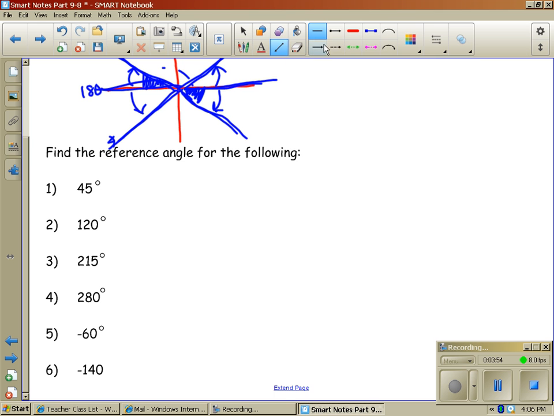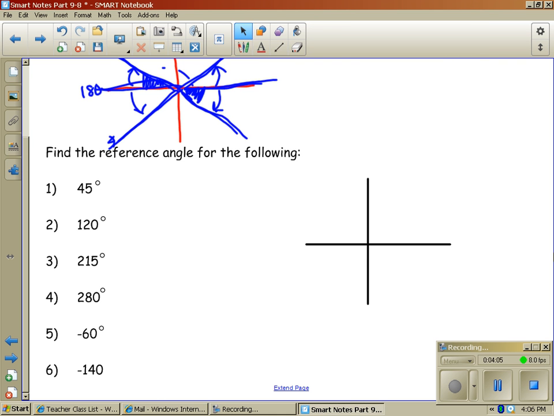45 degrees. So the reference angle, if it's in the first quadrant, is the same answer. The measure of the angle from the x-axis to the terminal side is 45 degrees.